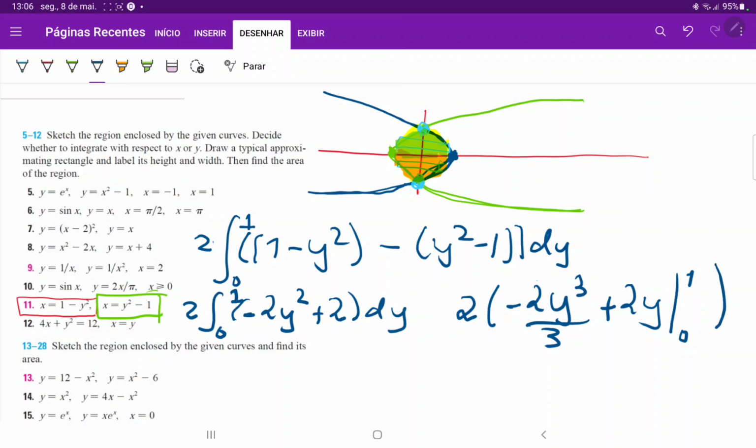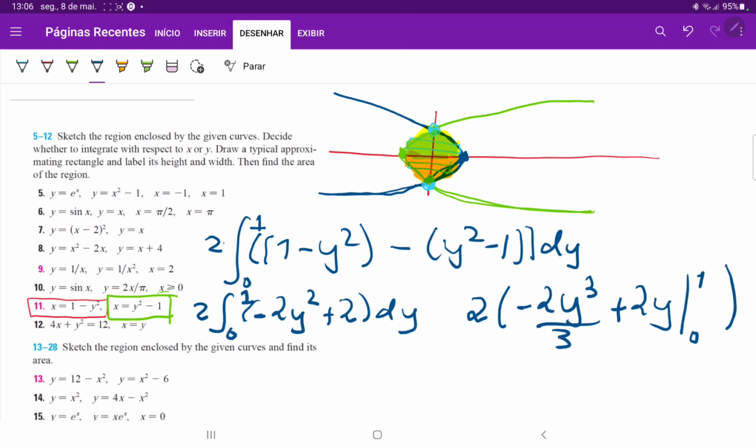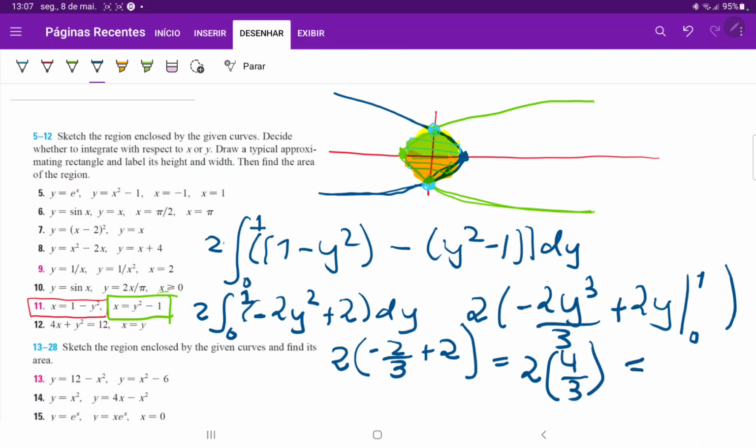And now applying our boundaries is very easy, because all we have to do is apply the upper boundary, since the lower boundary will give us 0. So that is 2 times minus 2 thirds times 1 squared, which is minus 2 thirds, and then plus 2 times 1, which is plus 2. The lower boundaries we just ignore because that would be 0. So this gives us 2 times minus 2 thirds plus 2, which is 4 over 3. So this gives us 8 over 3. And that is the area between these two curves.